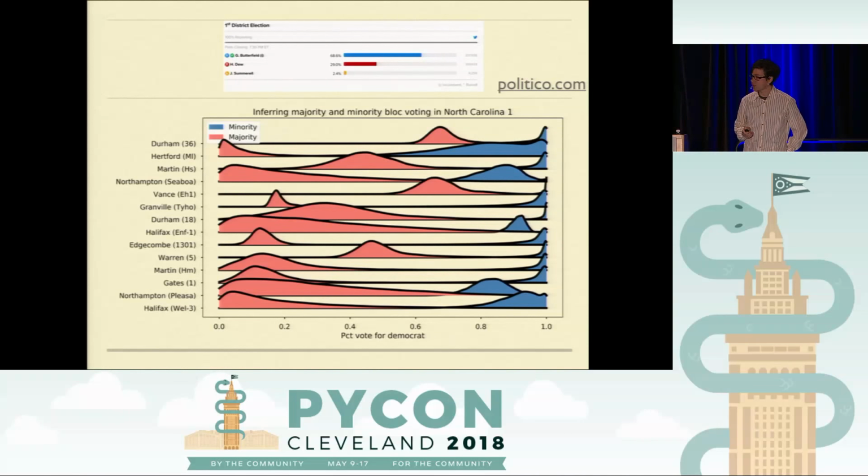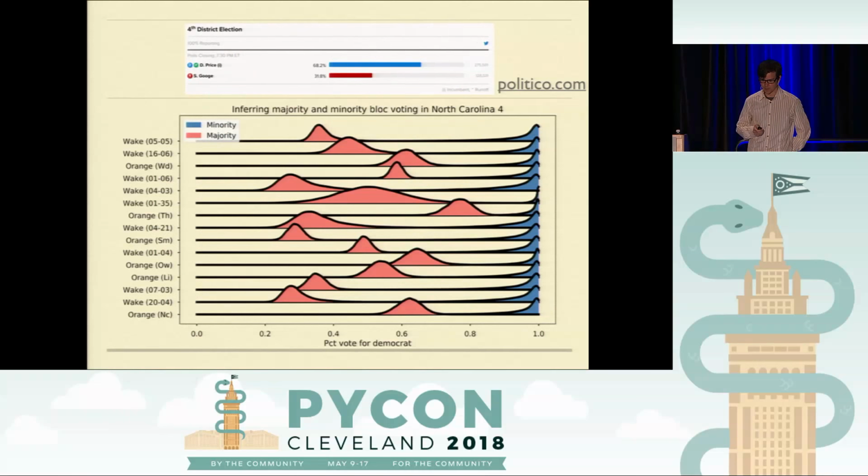This is on North Carolina 1, and I'm just showing a random sampling of 14 precincts. You can see here it was quite divided. We had some amount of uncertainty over the white vote in a couple of these precincts. You can see it's really spread out. But the non-white vote is often very close to 100% for the Democratic candidate. This one went in a big way for the Democratic candidate.